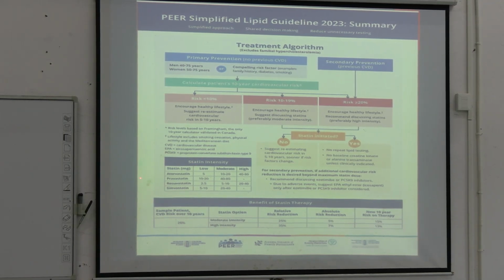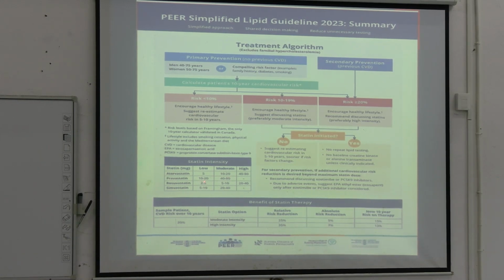The statins mainly used are atorvastatin, rosuvastatin and pravastatin. For atorvastatin, low intensity is 5 mg, moderate intensity is 10 to 20 mg and high intensity is 40 to 80 mg. Pravastatin we can use 10 to 20 mg, and moderate intensity 40 to 80 mg. Rosuvastatin low intensity 2.5 and moderate intensity 5 to 10.